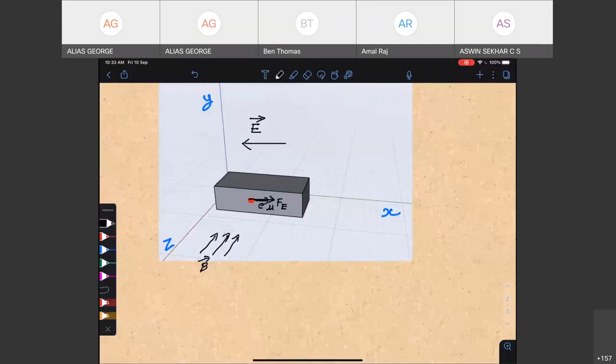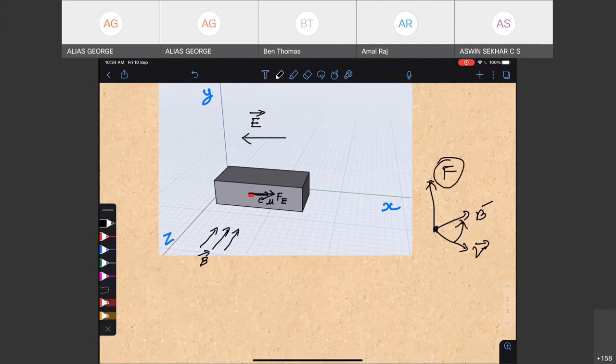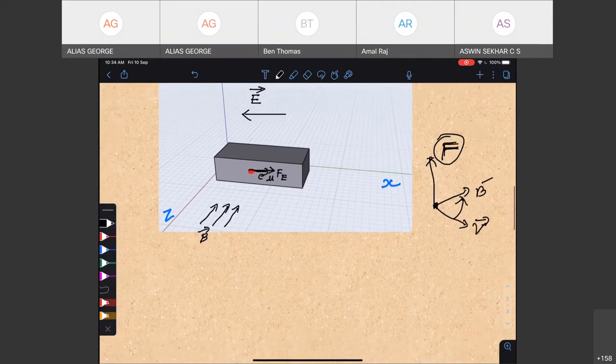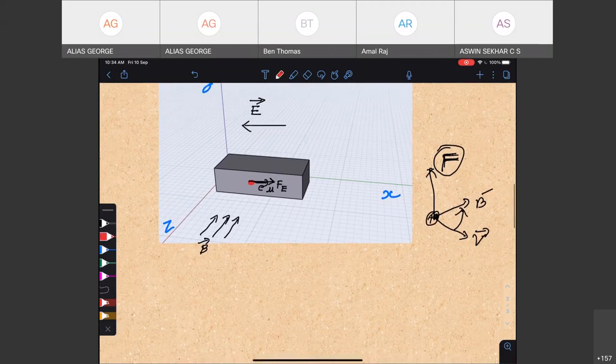where will be the force? So there is one electron here, and this is the B direction, and this is the velocity direction. The force will be V cross B, which will be upward. This is the force due to the magnetic field, and this will be upward for a positive particle. Now it is an electron, so that force will be in the downward direction.